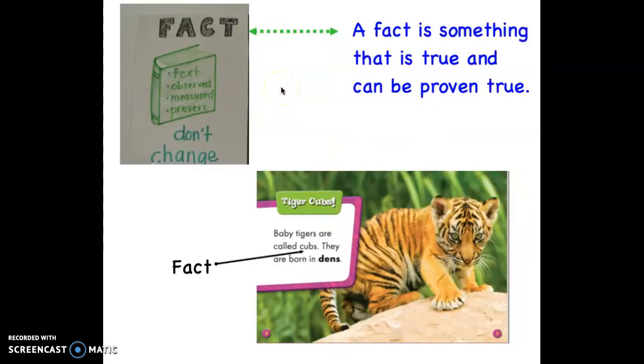We also learned about facts. And a fact, they don't change, okay? A fact is something that is true and can be proven true. It is real. So your nonfiction books, every page probably has a fact. And let's go back to our baby tiger book and tiger cubs. This is a fact. Baby tigers are called cubs. They are born in dens. So that is a fact. A fact is something that is real and true. So your nonfiction books are filled with facts.